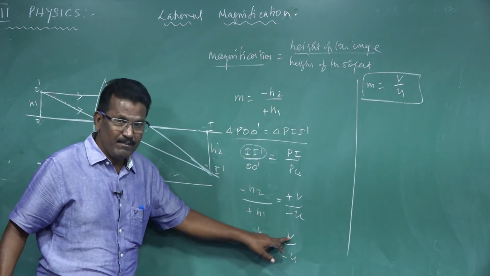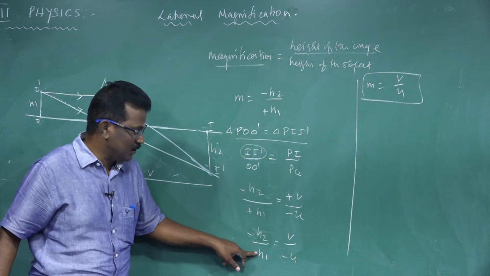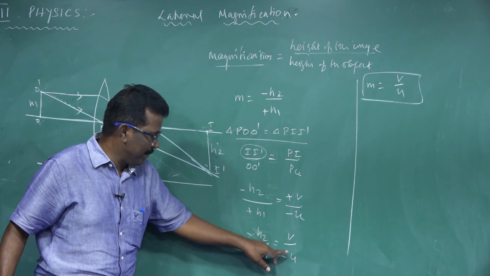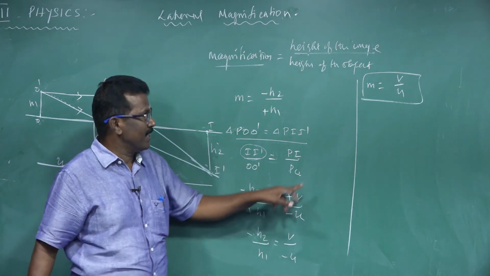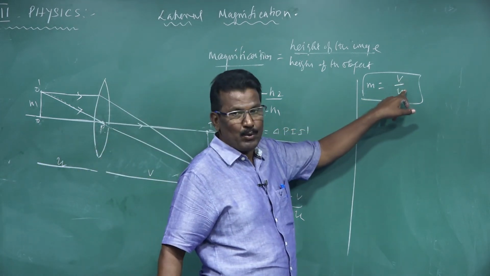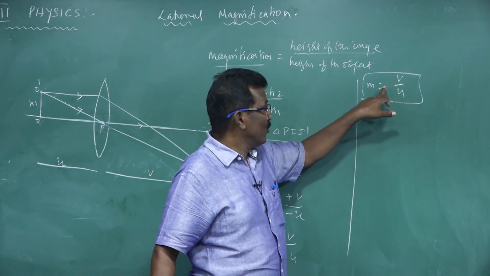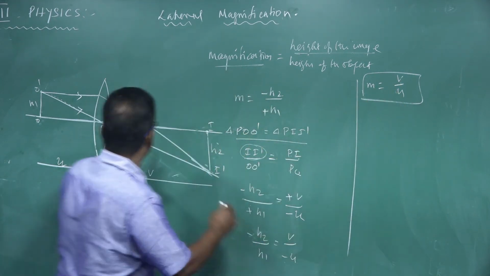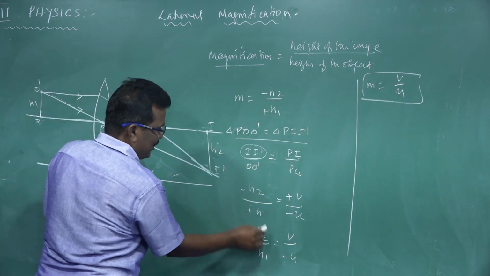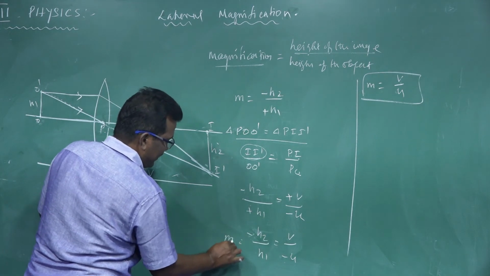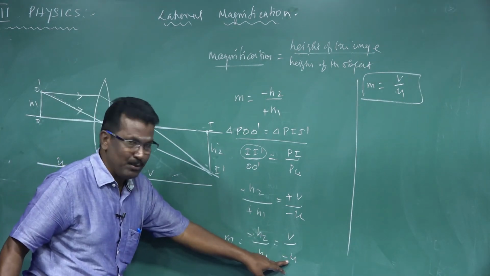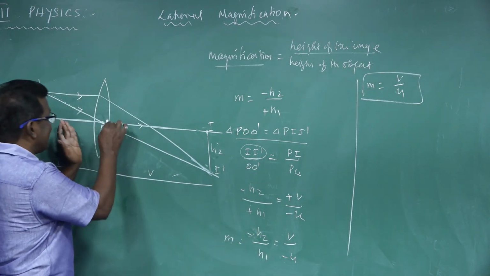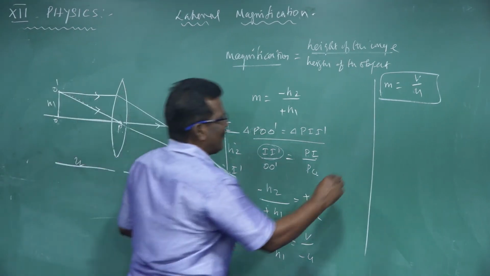Magnification is equal to minus h2 by h1, which is equal to v by minus u, so it becomes positive. Rearranging, M is equal to v by u. Now, M is equal to v by u is negative for what lens? For a convex lens.